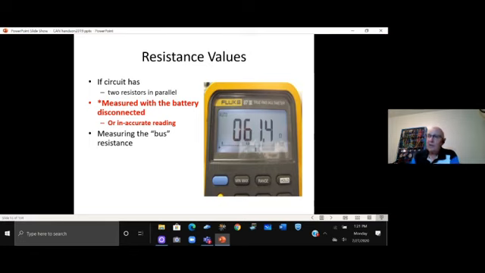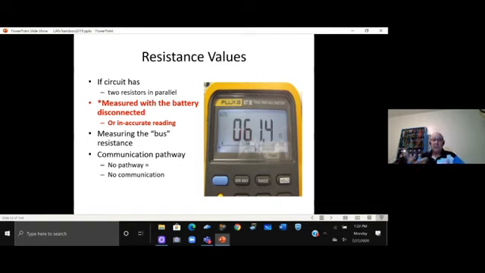What does 60 ohms signify? 60 ohms signifies that you in fact have two 120 ohm resistors that are in the circuit. When you're measuring this bus resistance, you are measuring a communication pathway. If you don't have a pathway, you don't have communication.